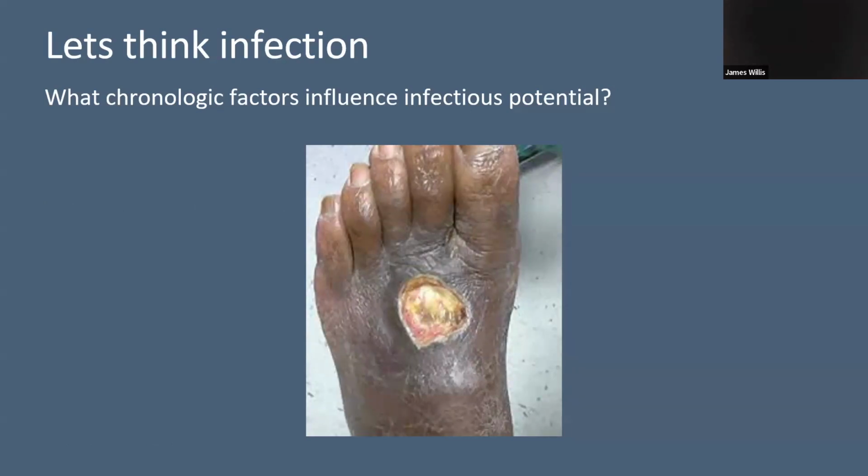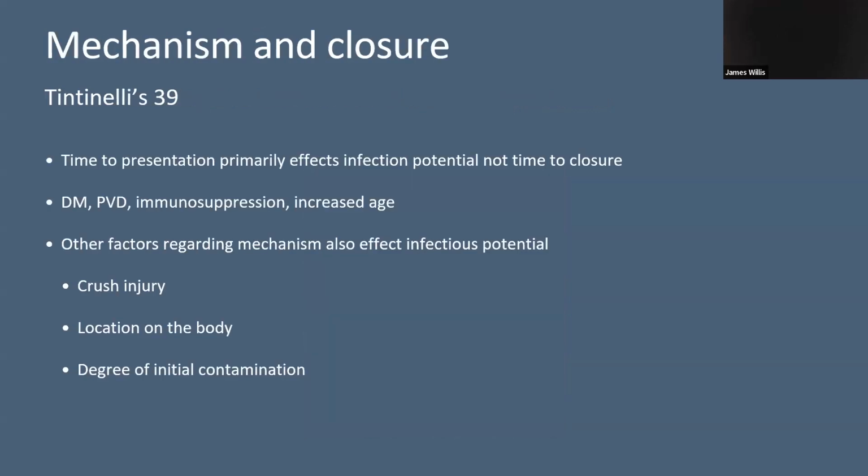Yep, time to presentation. Yep. So those are a couple of them. So mechanism, time to closure, those are a couple of things amongst others that affect the infectious potential. Time to presentation is the primary factor that will affect the long-term infectious potential of a wound, versus time to closure has a much smaller effect on the infectious potential of a wound. So if someone is sitting around with a wound for a week or two, that's going to have a much bigger influence on the infectious potential than when we actually close the wound.